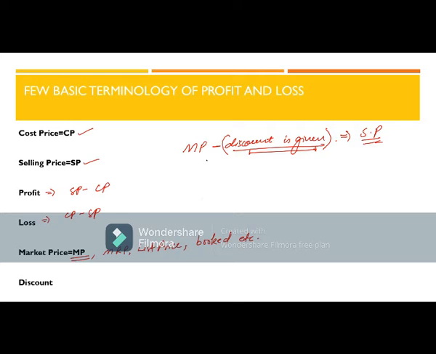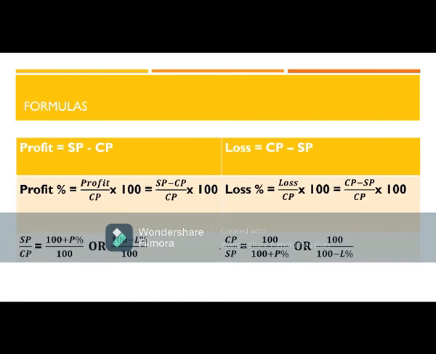Okay, guys. So entire profit and loss is actually the game of percentages. We'll see the problems based on this directly. Here I have written a few formulas which are used in this chapter. That is profit equals SP minus CP, loss equals CP minus SP, and so on.